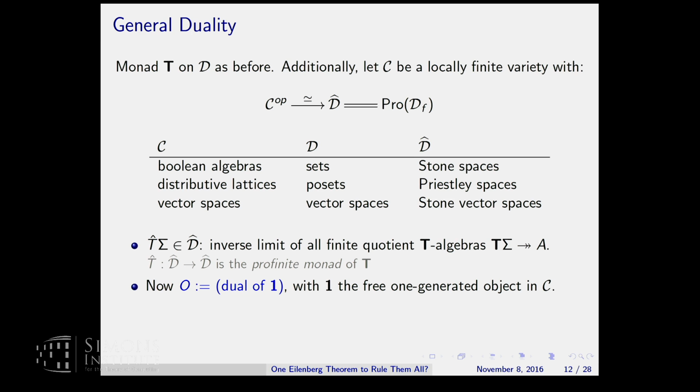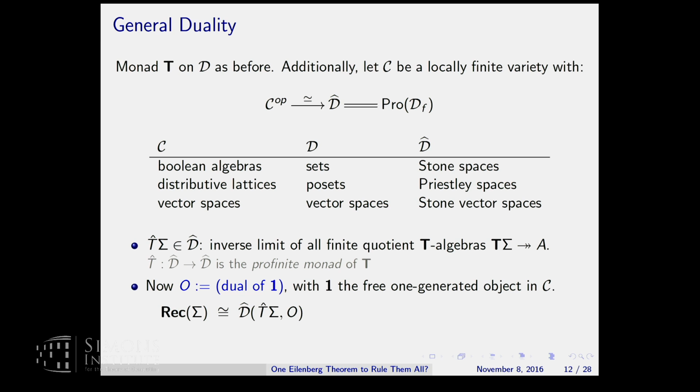Now this output object here, this is not a parameter you choose, but once you chose this duality on the finite level, it's forced upon you what you should take. Namely, you should take the dual of the free one-generated algebra in C. This must be your output object, otherwise the rest is not working. But it's the right thing in the examples. And now what you can prove, a little theorem you have to show, is that the recognizable languages are in one-to-one correspondence with the morphisms in this pro-completion D hat from T hat sigma to O.